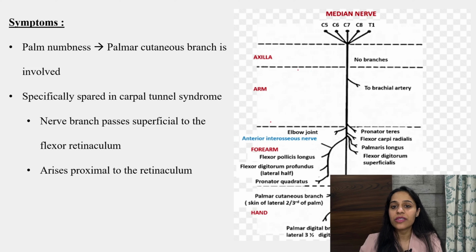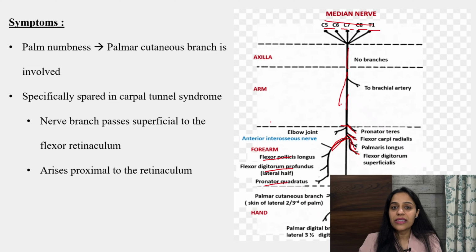So in this picture, as you can see, the median nerve is formed by C5, C6, C7, C8 and T1 roots. It passes through the axilla and the arm. Just in short, I am telling you the anatomy. In the axilla and arm, no branches are given to any of the muscles. At the elbow joint, it starts giving branches to pronator teres, FCR, palmaris longus and FDS. Then the anterior interosseous nerve is formed, which gives branches to the deeper compartment muscles of the forearm, that is the FPL, the FDP of the lateral half and the pronator quadratus.